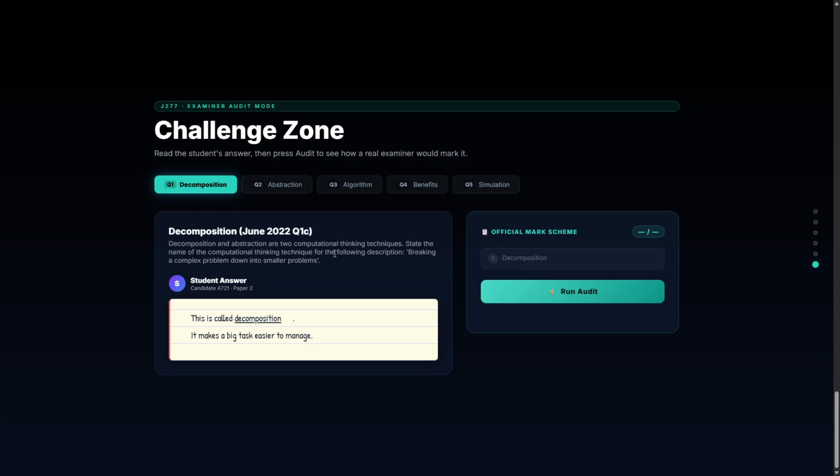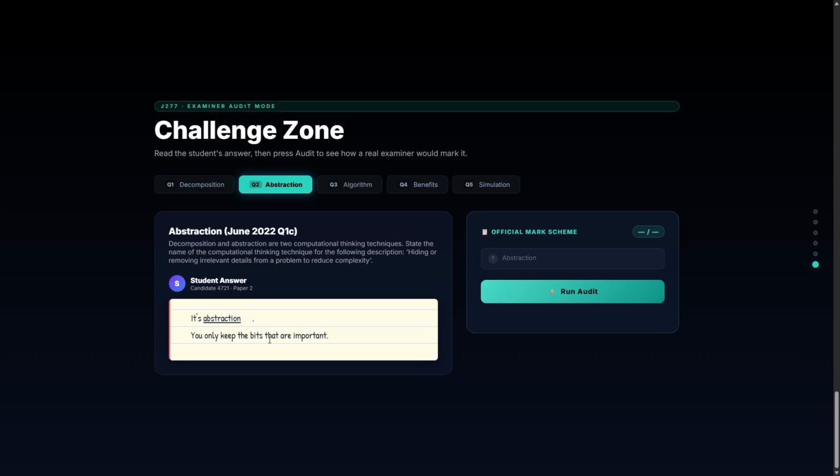Okay, so some exam questions. Decomposition and abstraction are two computational thinking techniques. State the name of the computational thinking technique for the following description: breaking a complex problem down into smaller problems. That would be called decomposition. And that was the student's answer. Correct, 1 mark.